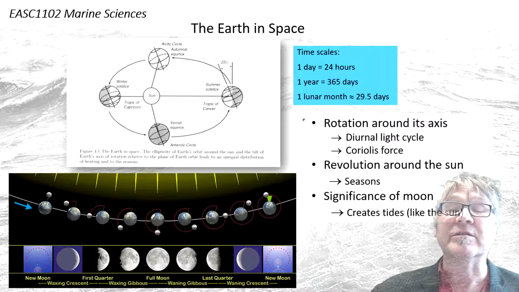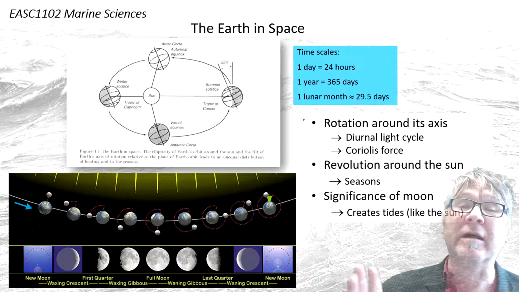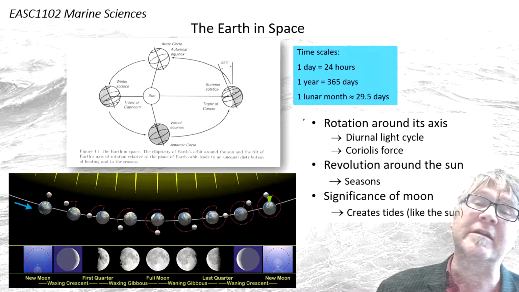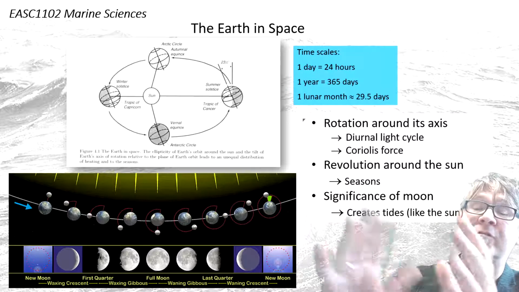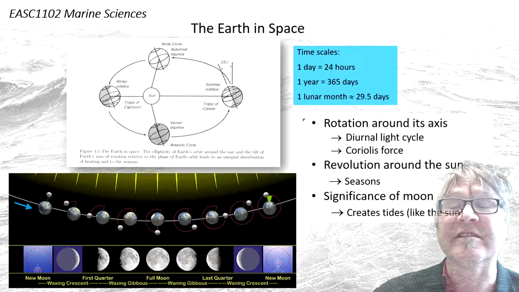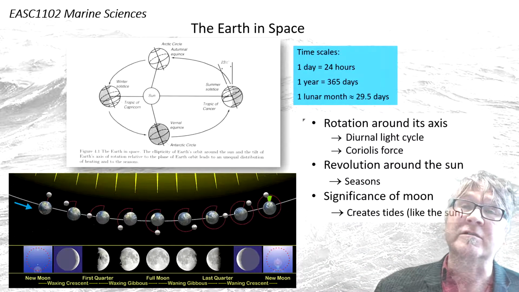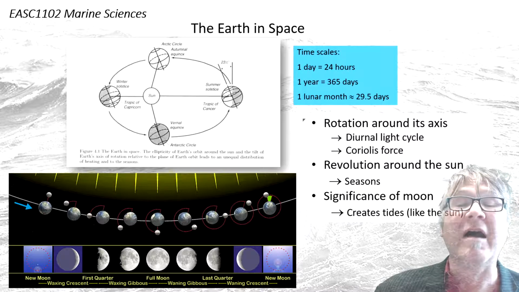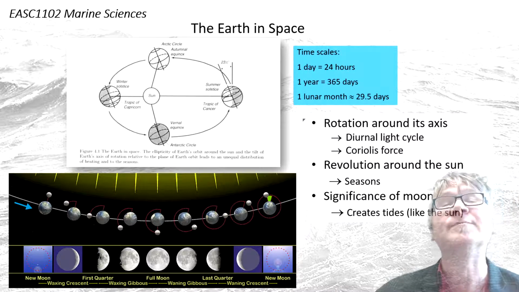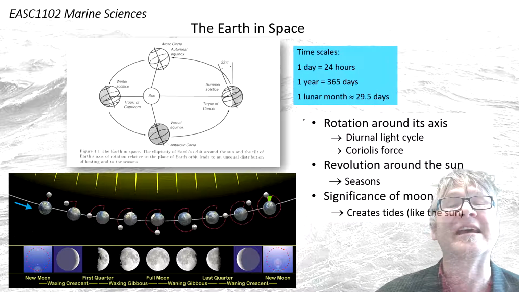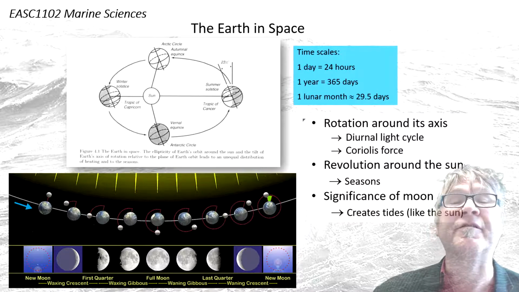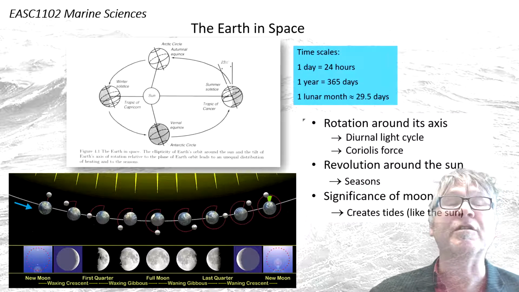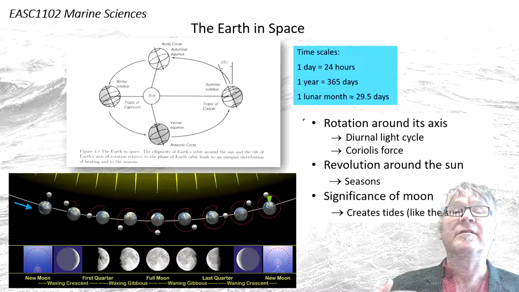Now the Earth, apart from rotating around its own axis, also revolves around the Sun. You can see in the top left a representation of that. It's a slightly elliptic path around the Sun, but the key aspect of that is that the Earth's axis is actually tilted by 23.5 degrees, and because of that there are the seasons.